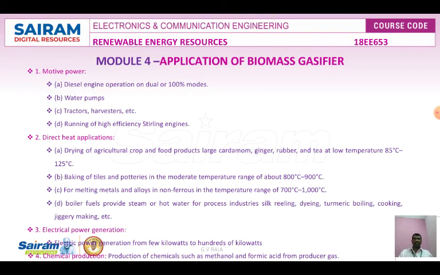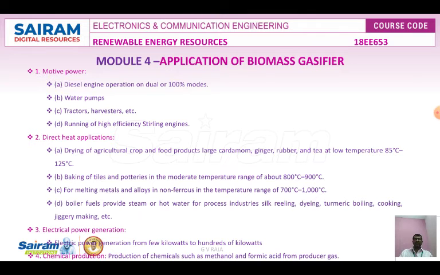Direct heat applications include drying agriculture crops and food products like cardamom, ginger, rubber, and tea at low temperature, 85 to 125 degrees Celsius. You can go for these drying applications. Baking of tiles and potteries is done at a moderate temperature of 800 to 900 degrees Celsius. Melting of metals and alloys is done at a temperature of 1000 degrees Celsius.